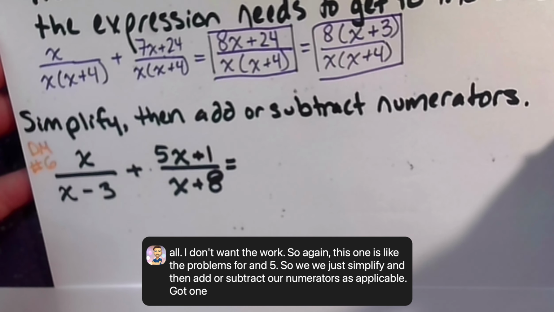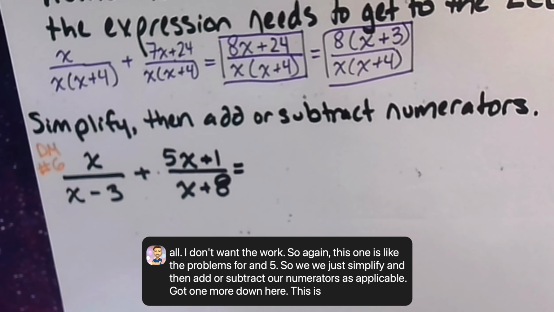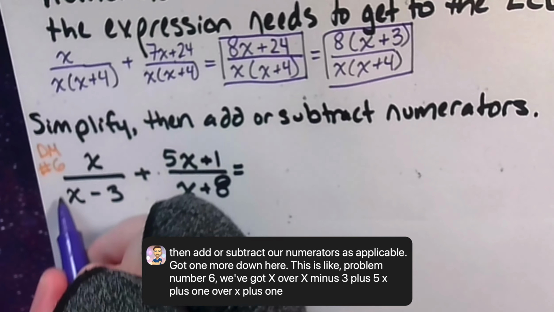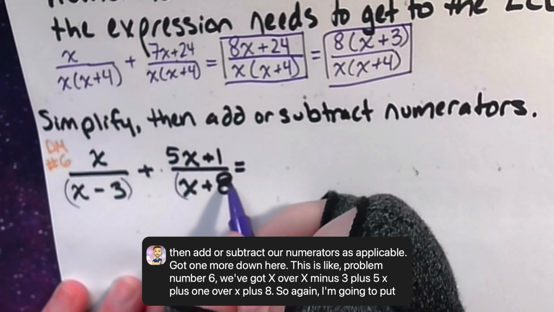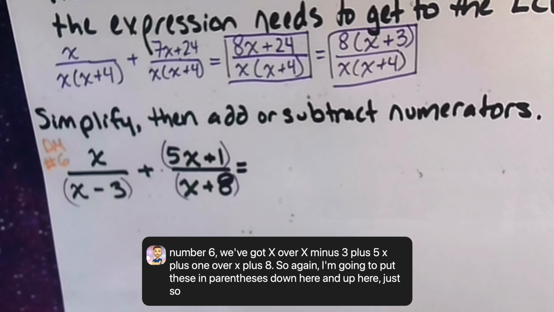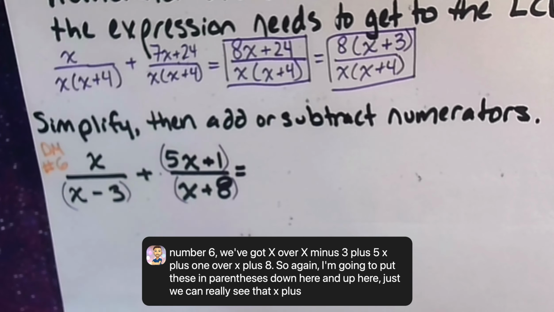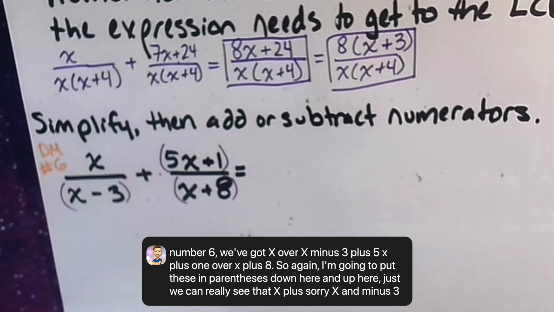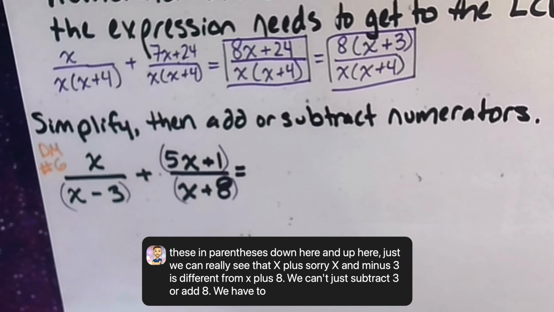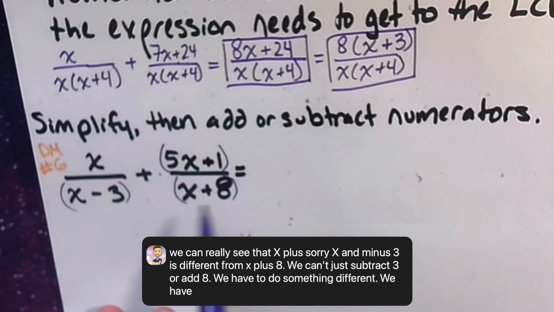We've got one more down here. This is like problem number 6. We've got x over (x minus 3) plus (5x plus 1) over (x plus 8). So again, I'm going to put these in parentheses down here and up here, just so we can really see that x minus 3 is different from x plus 8. We can't just subtract 3 or add 8. We have to do something different. We have to multiply these together properly.